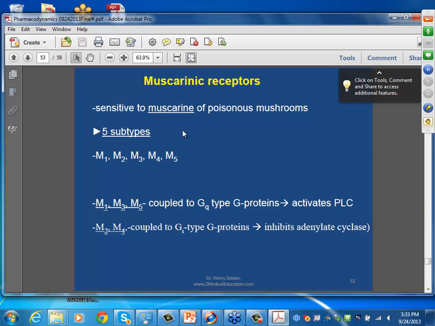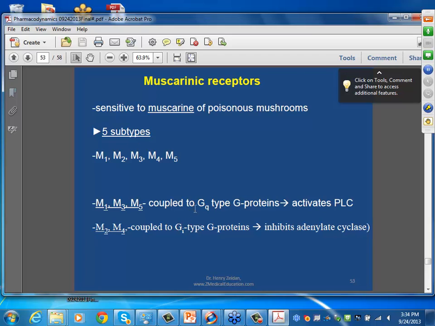Muscarine terminology is coming from mushroom, poisonous mushroom. Muscarinic receptors are picked up from this terminology. You're dealing with 5 subtypes: M1, M2, M3, M4, M5. Some of them are coupled to GQ proteins, others are coupled to GI proteins.